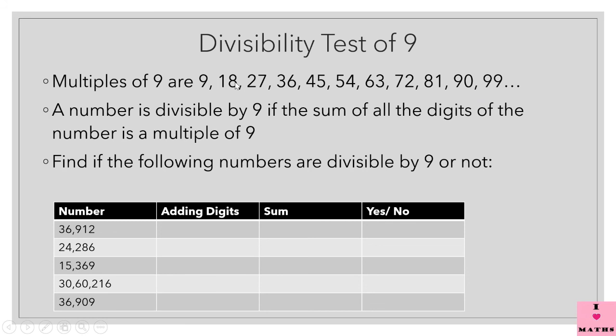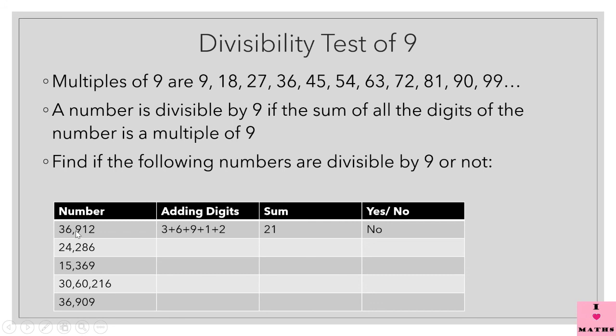See children, so in 18, 8 plus 1 is 9. In 27, 2 plus 7 is 9. In 36, 3 plus 6 is 9. In 45, 4 plus 5 is 9, and so on. So a number is divisible by 9 if the sum of all the digits of the number is a multiple of 9. So let us find out if the following numbers are divisible by 9 or not.